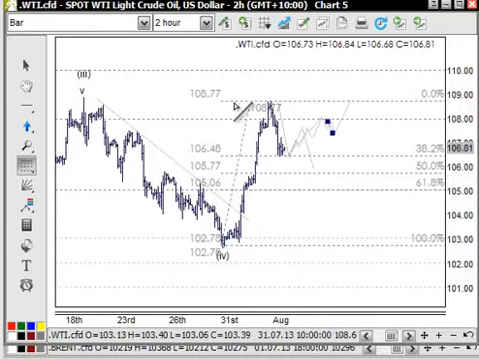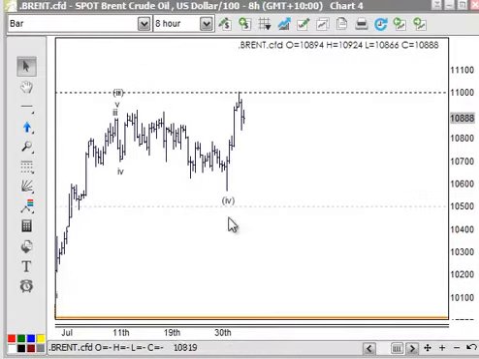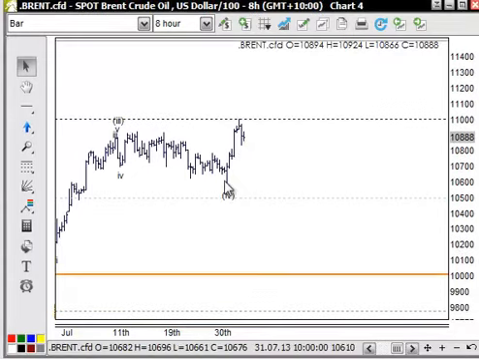Brent has also hit the next level there that we were talking about before. If I can just find Brent here for a moment. Yes, at the 101 here. So the same thing goes here as well.